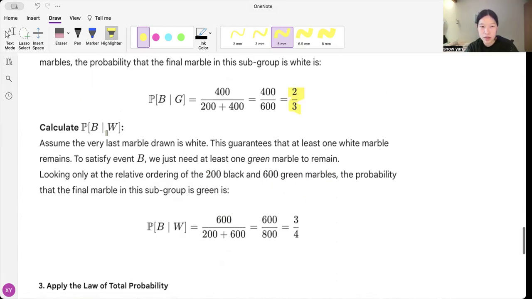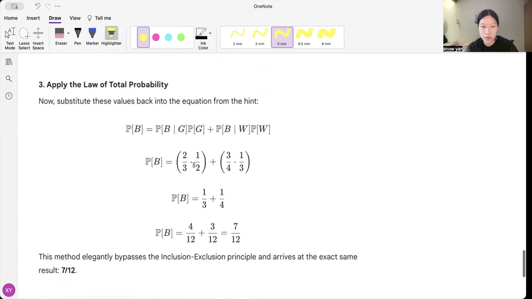And then the same for white: excluding the white marbles this time, we have the green and the black. With the green and the black, we want the green to be the last one, so that's 600 over 800, which is 3/4. Then we just apply the law of total probability. P(B) is equal to a partition of G and W, each with their respective probabilities. We plug in what we just found, and we get 7/12.